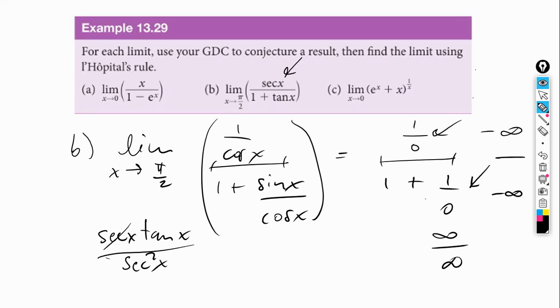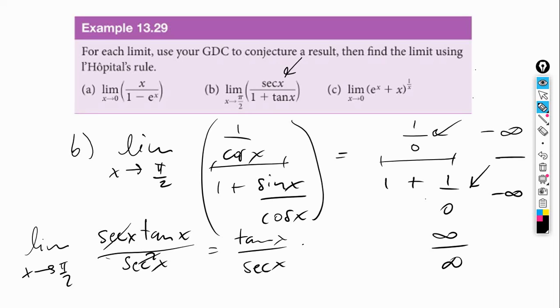So notice that this can cancel out with one of these. So we get tangent over secant. But before you plug in, because we're doing the limit as x approaches pi halves, make sure you rewrite this in terms of sine and cosine.